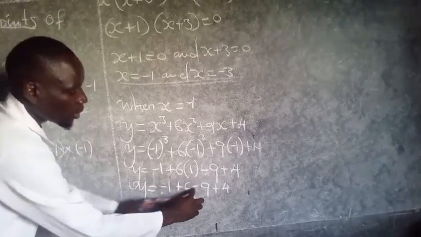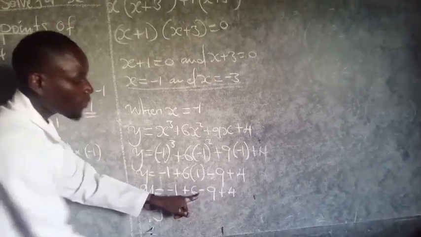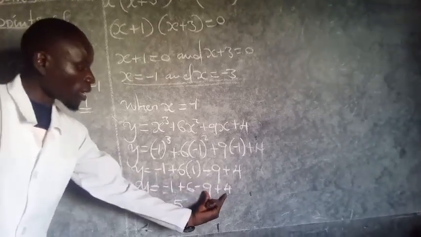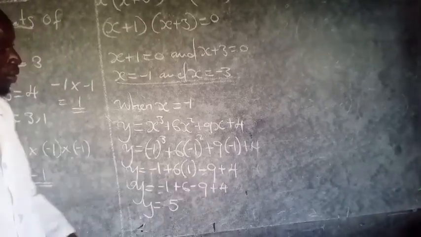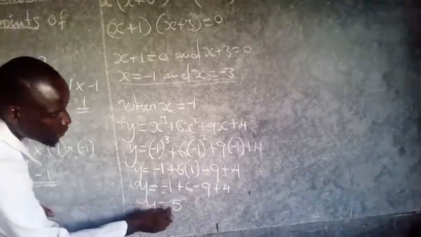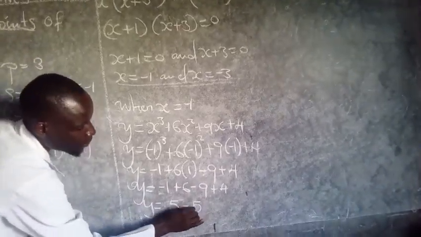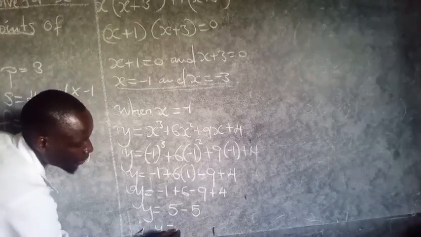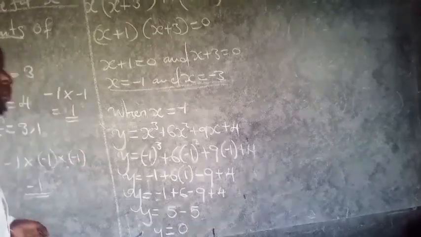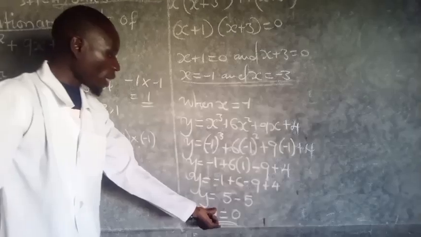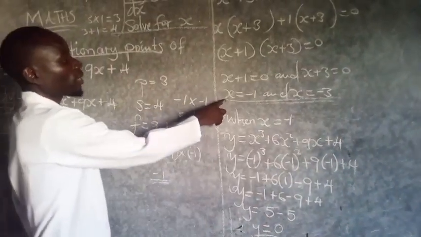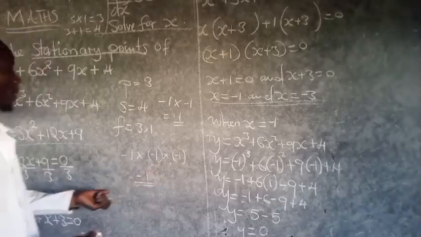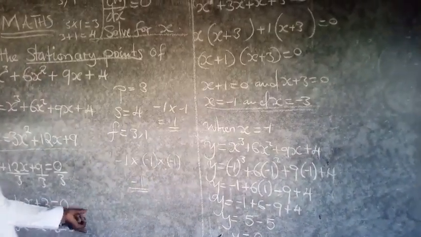And then this is negative 9 and this is positive 4. Again, there are different signs, so we subtract here and get the sign from the bigger number, of which the answer again will be negative 5 here. So we are saying y is equals to 5 minus 5, the answer will be 0. So this is the y coordinate when x is equals to negative 1.